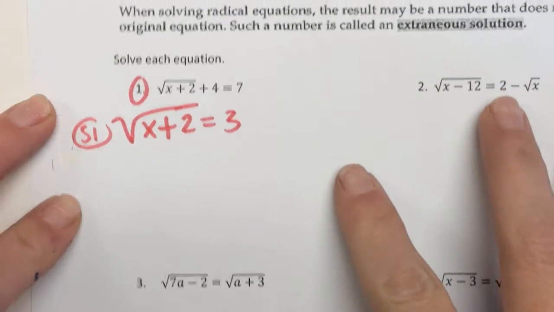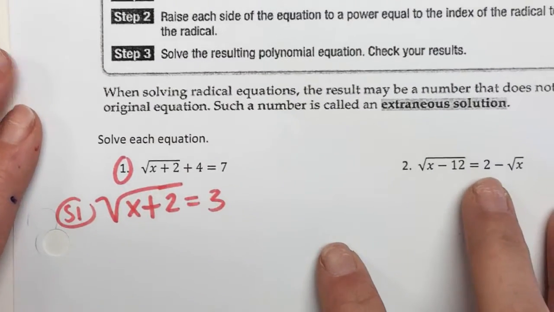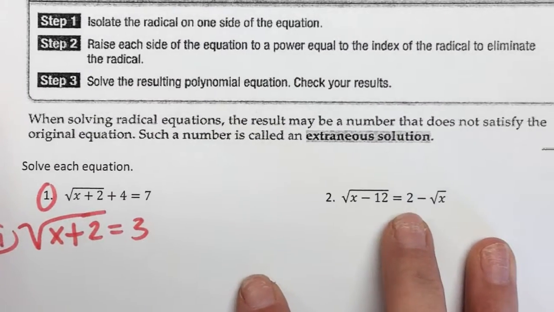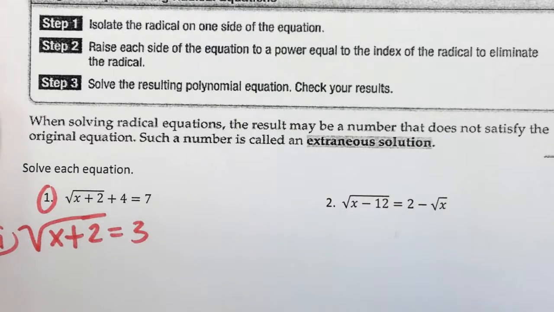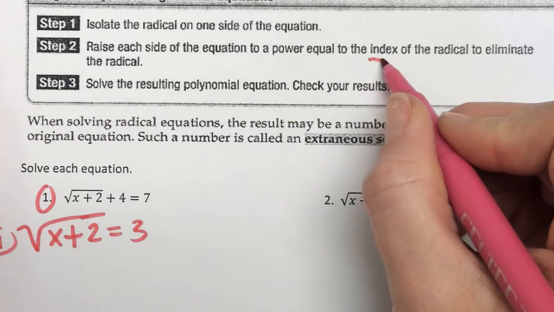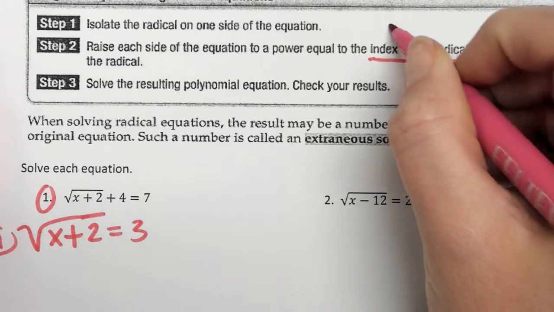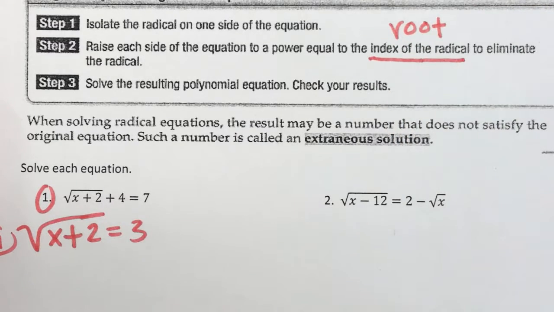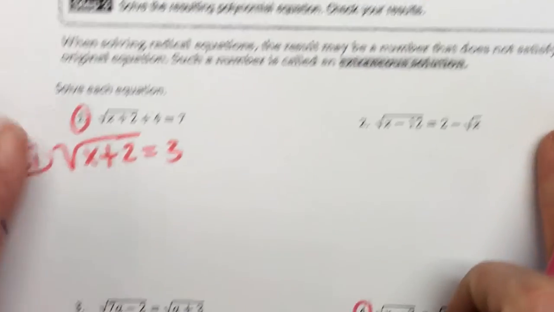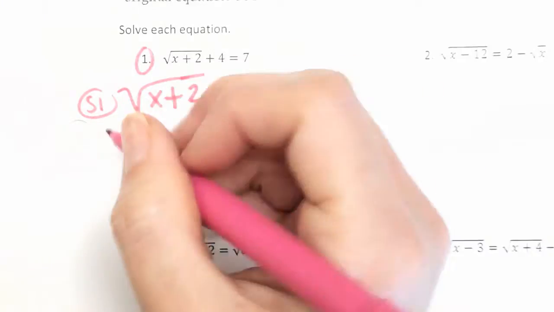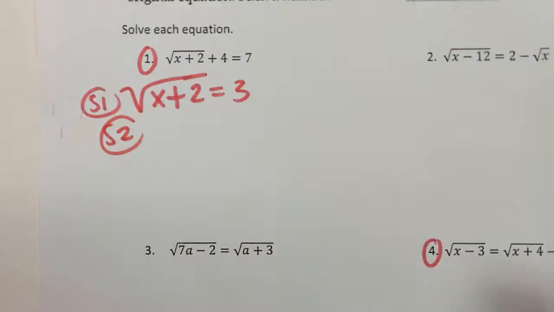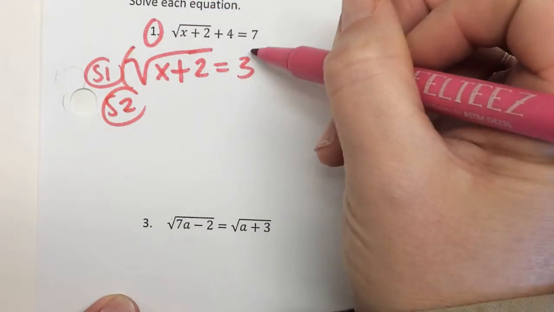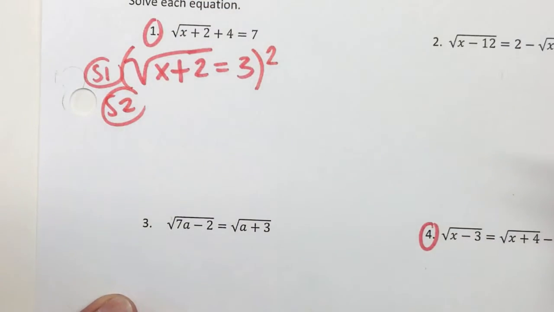Nicole, read step 2 for me. Raise each side of the equation to a power equal to the index of the radical to eliminate the radical. Alright, the index of the radical, underline that part, that means the same thing as the root of the radical. And what is our root in number 1? So we need to raise both sides to be, yes. So that's step 2. We're going to be squaring everything. So what will we get on the left side?